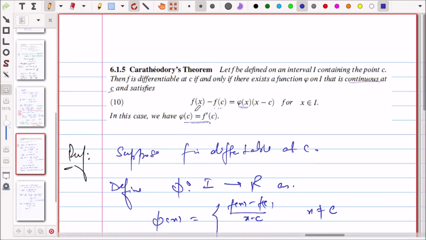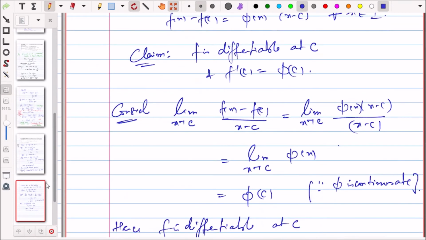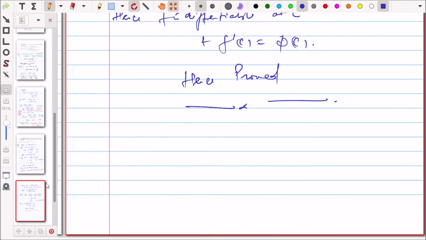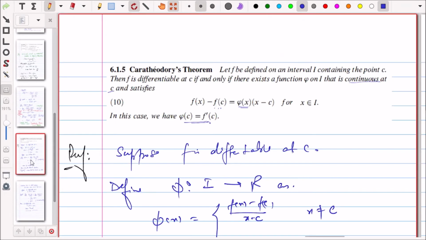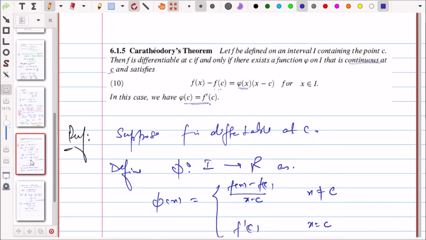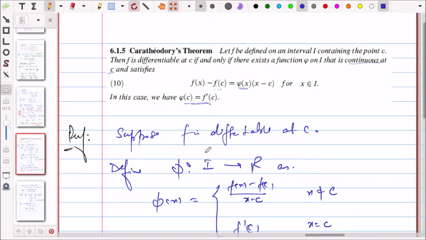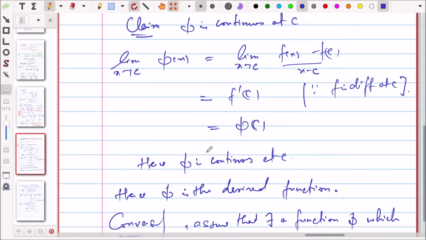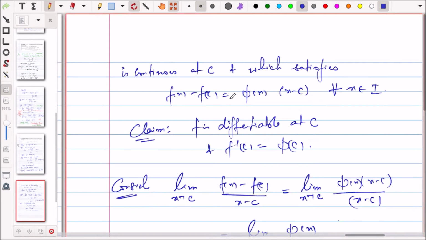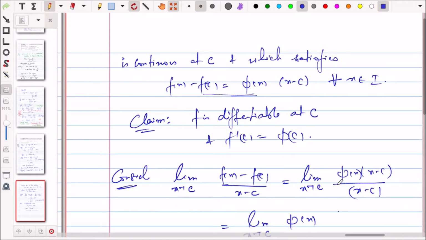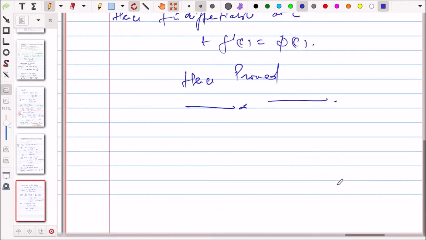It was a simple proof, nothing in it. One side comes directly from the definition, and the other side also comes trivially. Easy proof. Is it clear? The proof is clear to everyone? Yes, sir. Okay, so first we assumed f is differentiable and then we defined this function phi, and it satisfies this property. And conversely, we have a function phi, and we have to show this. So we just used this property. Nothing tricky in this proof.